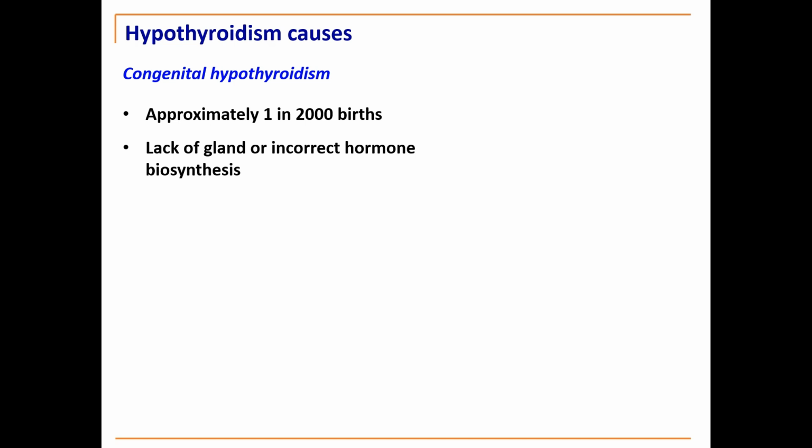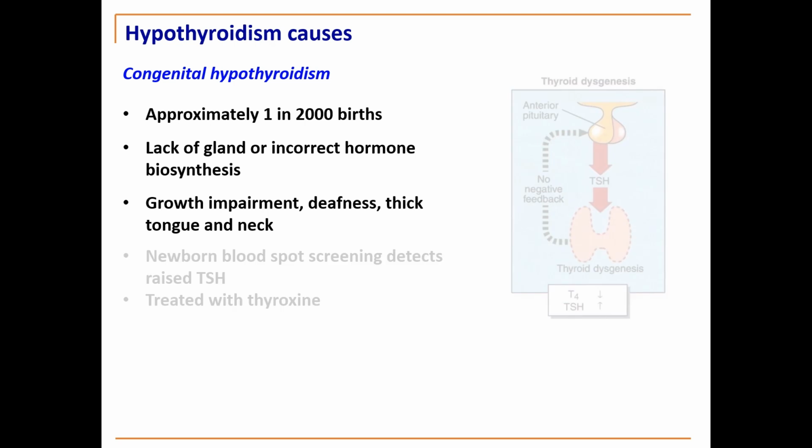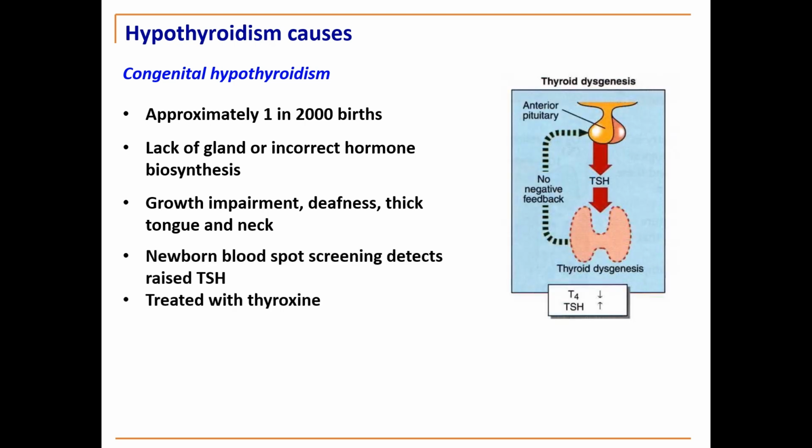But the key point is that if it's allowed to progress and not detected early on, it can lead to growth impairment, deafness, thick tongue and neck. There are some classic features that are obvious. And so what is done in a lot of countries is they take a blood spot at birth. This is put onto what's called a Guthrie card, and then you can use those blood spots on that Guthrie card to measure a variety of molecules that are present within that blood. And in the case of looking for congenital hypothyroidism, they're looking for TSH, or thyroid stimulating hormone.